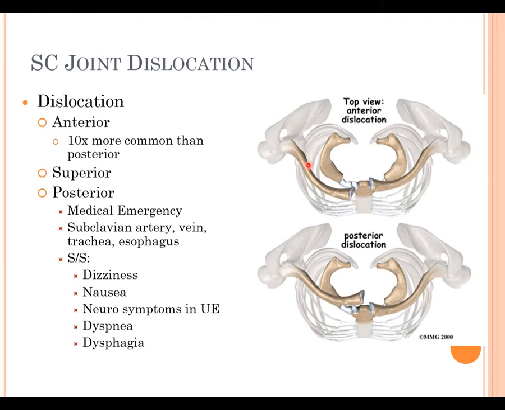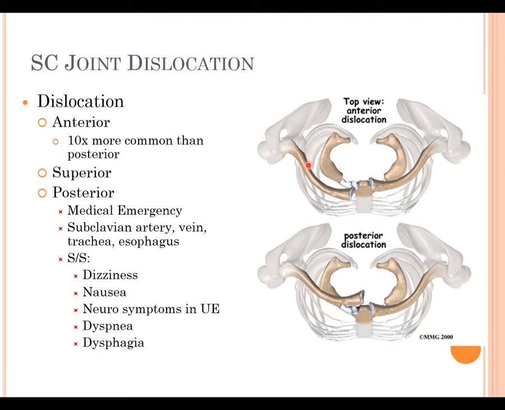SC joints can also be dislocated. Most of the time, what we see is an anterior dislocation, so they're 10 times more common to happen than a posterior dislocation. So if we do dislocate the SC joint, it should be pretty obvious. It'll be an obvious deformity, especially if it's anterior. It's going to be sticking out even more than the other side. So those are the most common. It's going to have the same kind of mechanisms, just with even more force than a regular sprain. It's got to be enough force to actually dislocate it.